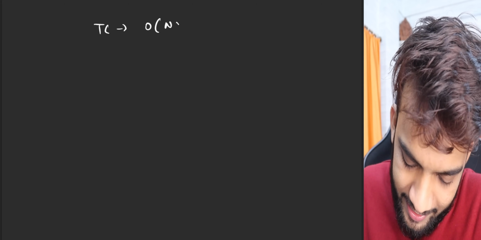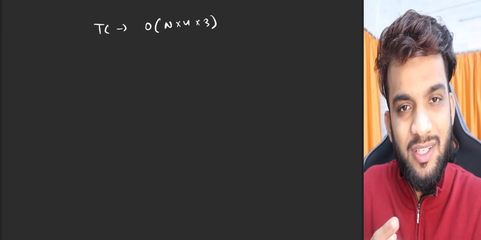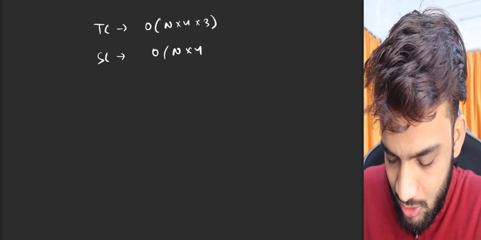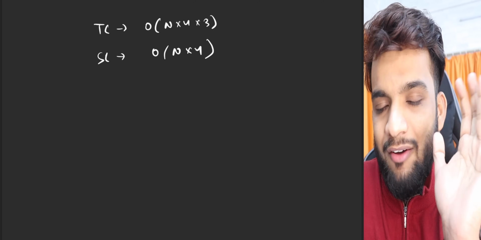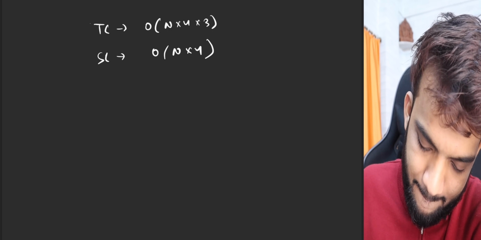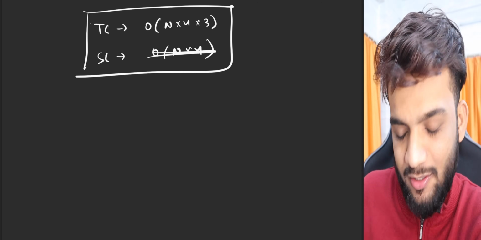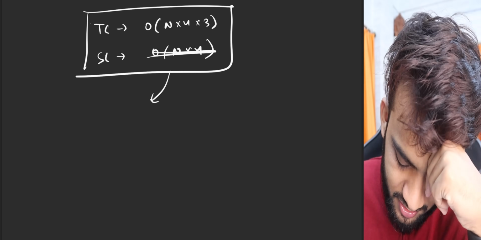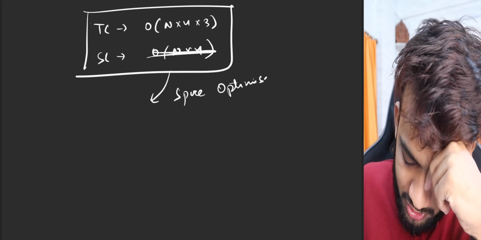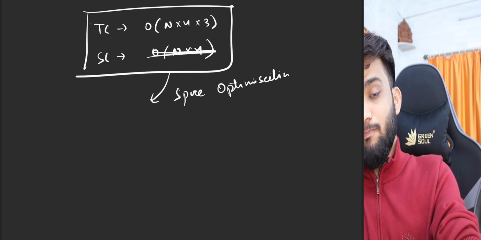This method takes a time complexity of big O of n cross 4 cross 3, because there are 3 loops, and the space complexity is still n cross 4. We have eliminated the recursion stack space. But how do you eliminate this? That's where something called space optimization comes in. Yes, so let's learn.